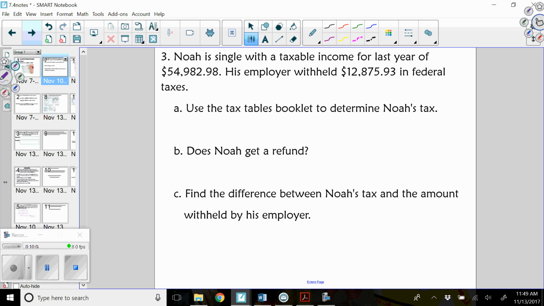All right, his employer withheld $12,875.93 in federal taxes. Part A, use the tax tables booklet to determine Noah's tax. So guys, go ahead and grab out your tax table booklet. Remember, we're using this a lot. So Noah made $54,982.98. Go ahead and flip through your tax tables booklet and figure it out. Noah makes over $54,000 a year. That's pretty good money.